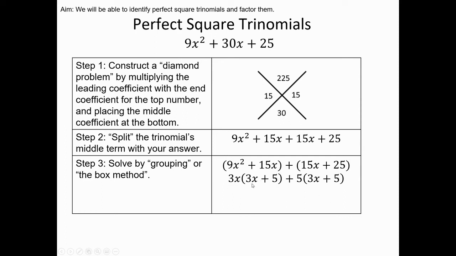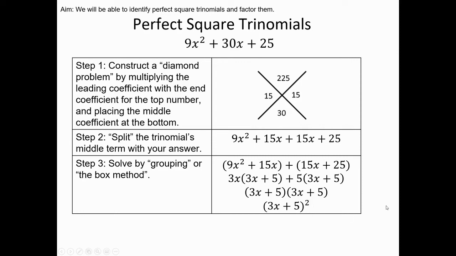Now I can add up the 3x plus 5 right here, and I'll get 3x plus 5 times 3x plus 5. But aren't these the same? Couldn't I make that into 3x plus 5 squared? Yeah. So look what we finally ended with, guys. This is called a perfect square trinomial, which turned into a perfect square of a binomial.